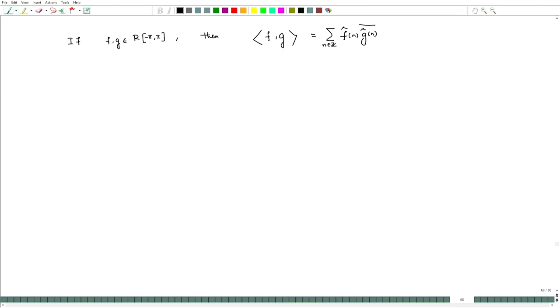In order to prove this, we need the following identity, which is true for any inner product space. We can write that 4 times the inner product of F and G is equal to norm of F plus G squared, here taking norm by definition as the inner product of F with itself, minus norm of F minus G squared, plus i times norm of F plus iG squared minus norm of F minus iG squared.